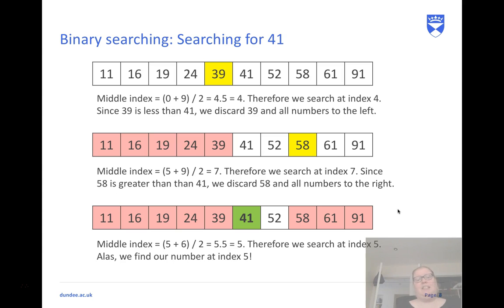We then, and this is really important, we then repeat the algorithm. We do our divide and conquer again. So now we're going from index 5 to index 9. Divide that by 2 equals 7, so we search at index 7, we get 58. 41 is less than 58, therefore we discard everything greater than or equal to 58, so 58 onwards to the right. That leaves us with two numbers left, 41 and 52. We do our comparison again to find the middle of just that two-element array. We get 5 rounding down, and alas, we find our number. So as opposed to scanning through the whole data, we found it on our third attempt.